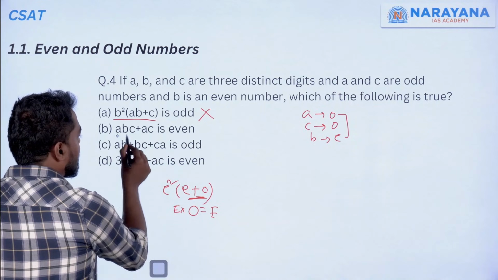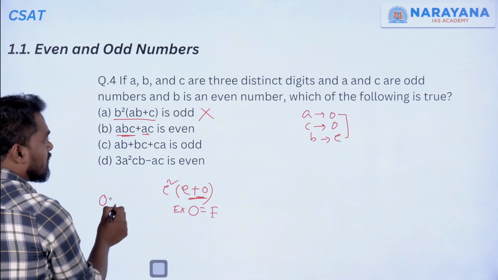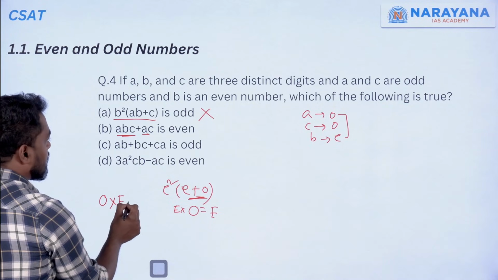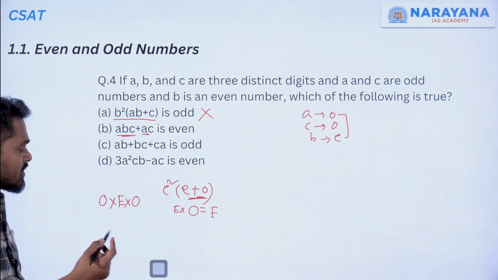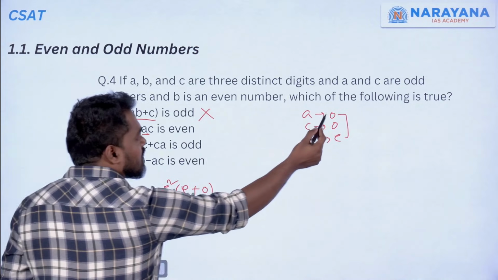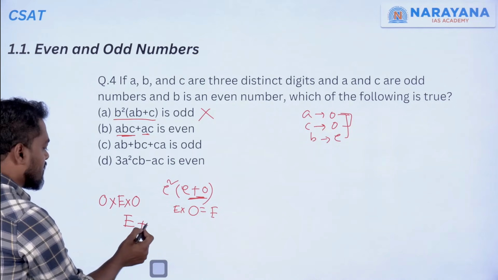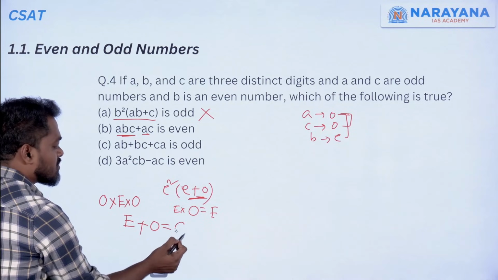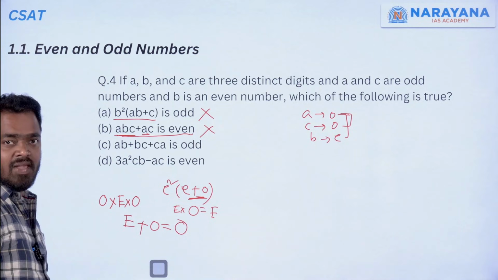Next one, ABC plus AC. What is A? Odd into even into C is an odd number. Odd into even is an even number. Plus what is AC? Odd into odd. That is nothing but again an odd number. Even plus odd is equal to an odd number. But they are saying that it is even. So this is also incorrect.